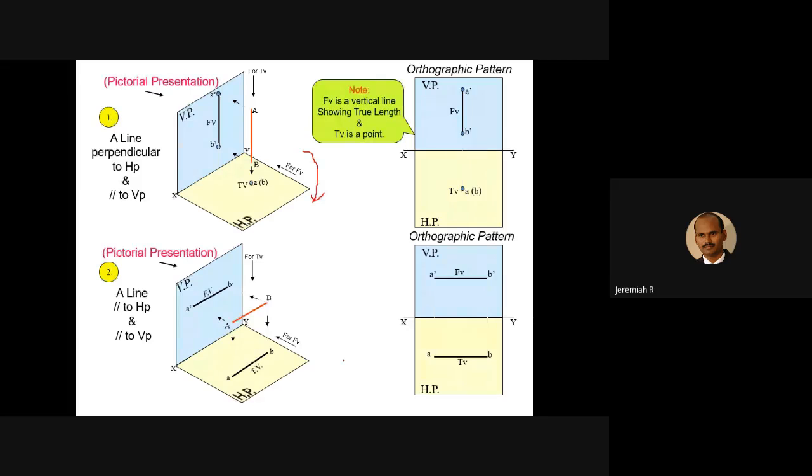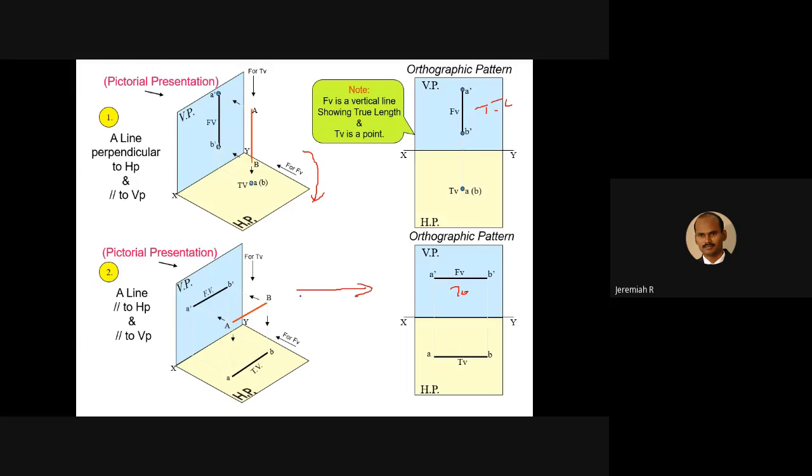If a line is parallel to both HP and VP, in the front view you will get A dash B dash, and in the top view you will get AB. For both the cases, this is your true length. What is true length? Whatever the original length, if it is 70 mm, here also you will get 70 mm.